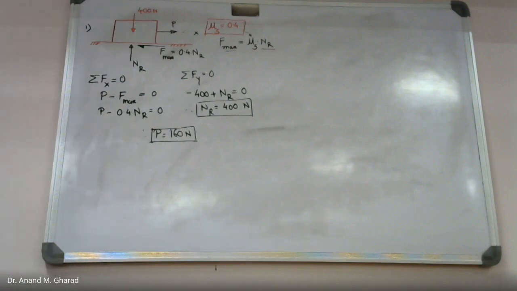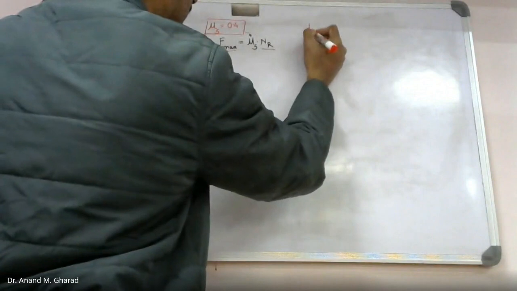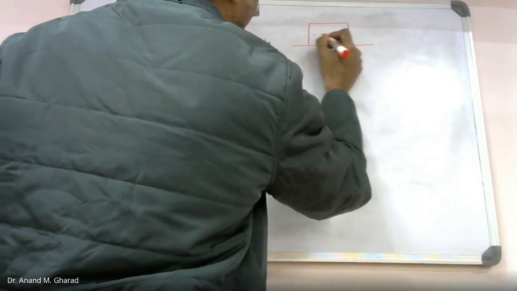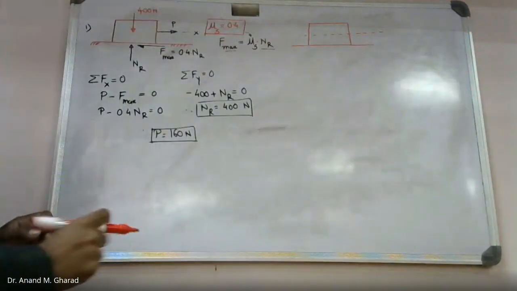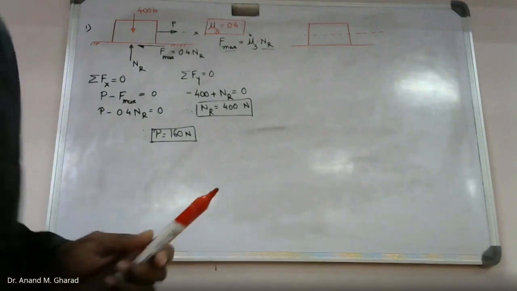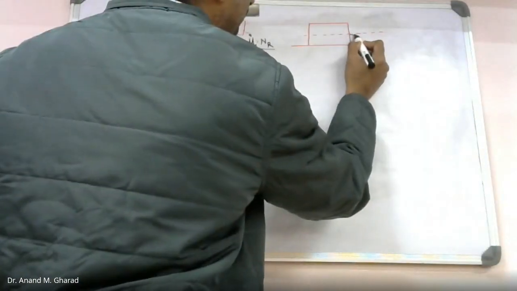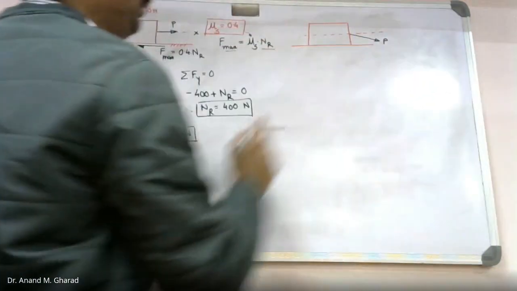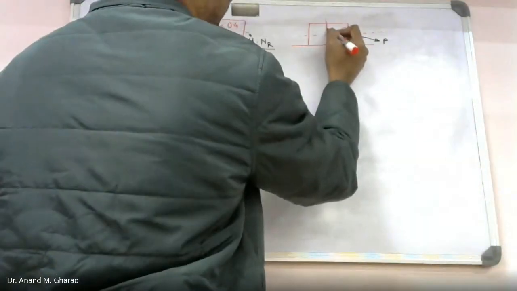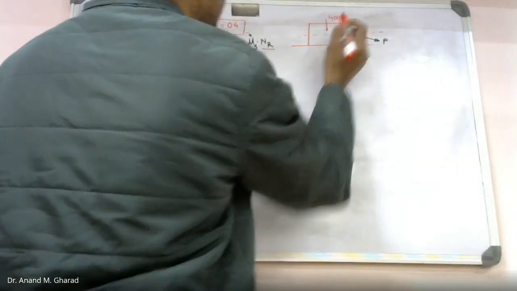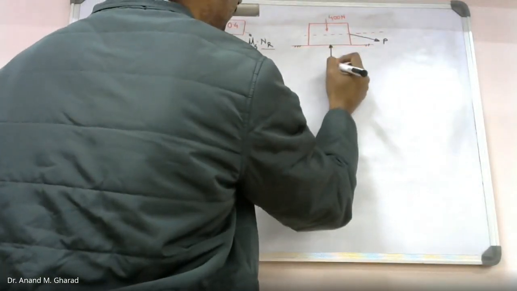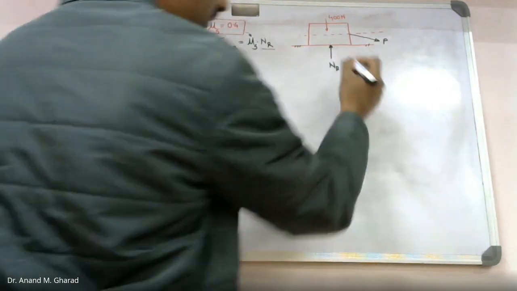Case 2. What is case 2? In case 2, instead of this horizontal force on the same rigid body, one force is acting in an inclined direction, downward inclined to the right, like this. This force is applied. Let me call it again capital P. The weight is 400 Newton, same as before. This is again a rough surface. This is the normal reaction. All the other conditions are the same.